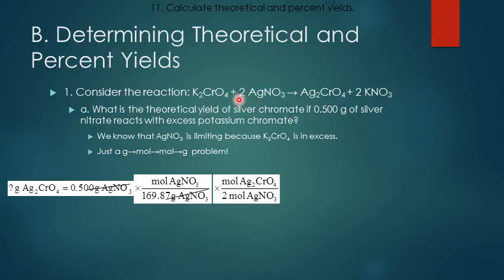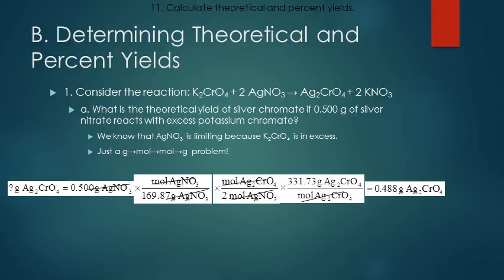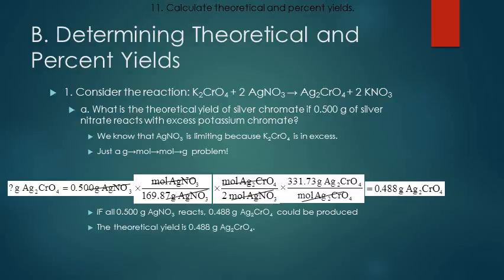We can see it's 2 moles of silver nitrate to 1 mole of silver chromate, and then the molar mass of silver chromate. This gives us a value of 0.488 grams of silver chromate. Okay, so what this tells us then, if all the 0.5 grams of silver nitrate reacts, we'll get 0.488 grams of silver chromate, meaning that that is the theoretical yield in this reaction of 0.488 grams of silver chromate.